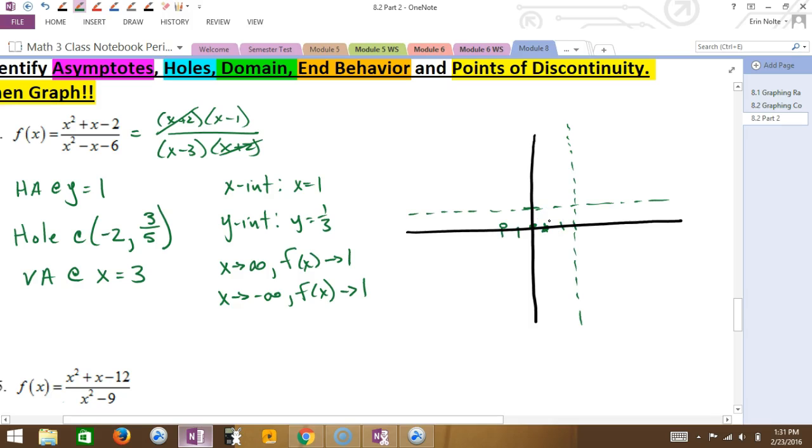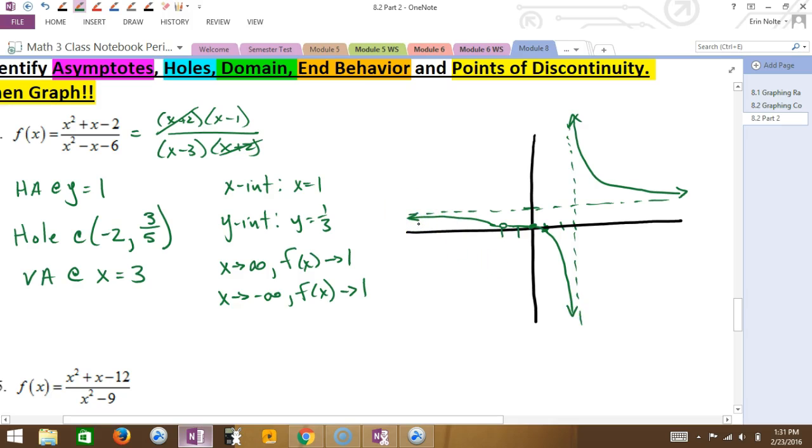So, do I need Desmos to graph this? No. If you want, absolutely. It's not against the law to use Desmos. But can we make a prediction of what this looks like without Desmos? What does it look like? Exactly. It's your hourglass. When there's one vertical asymptote, it creates that hourglass. You got to try to make it go through the hole.